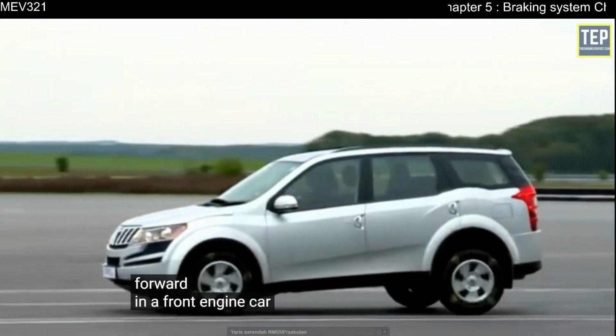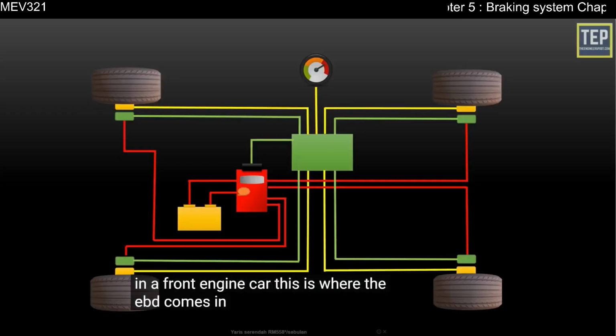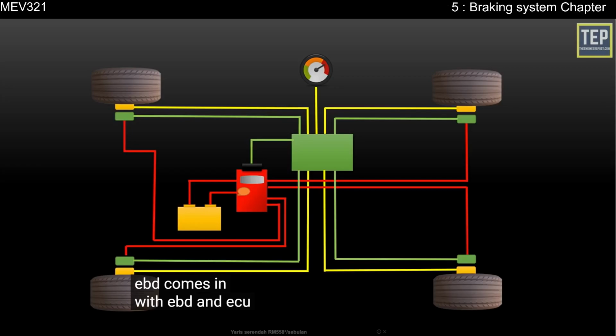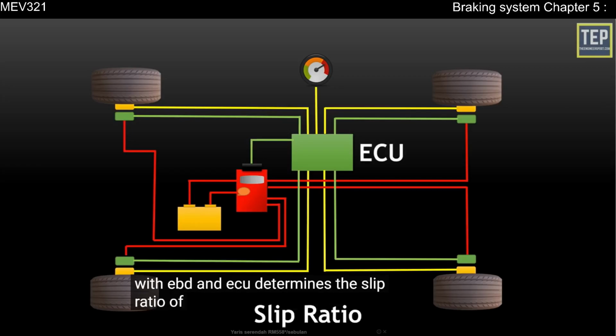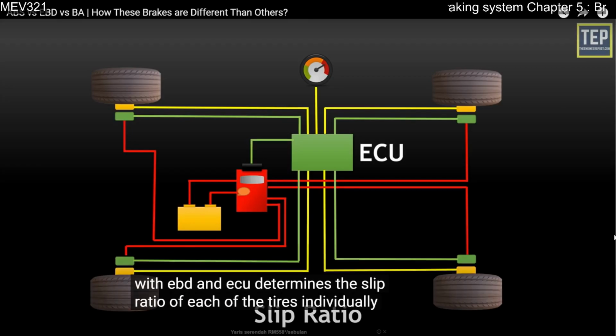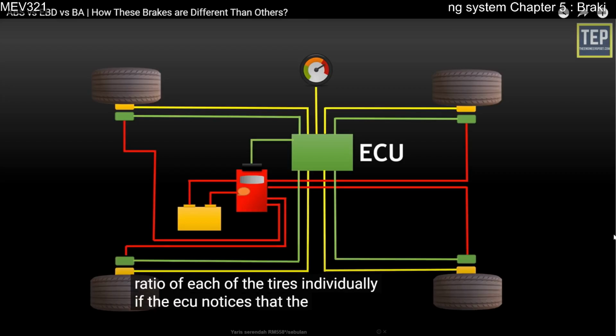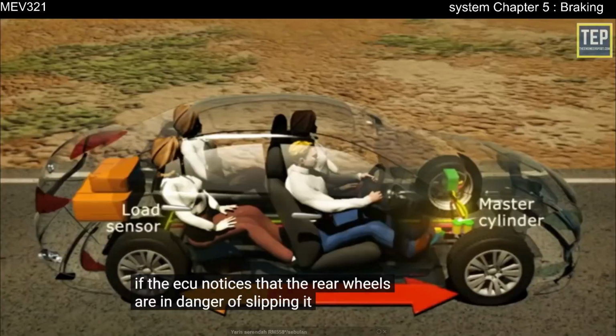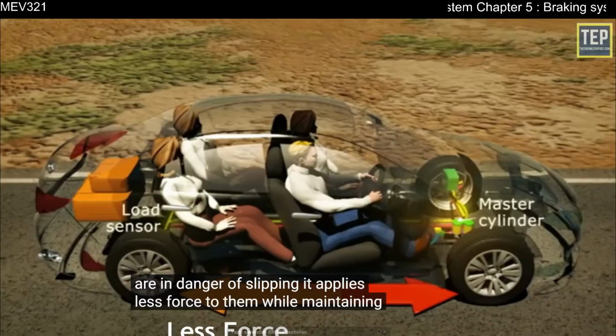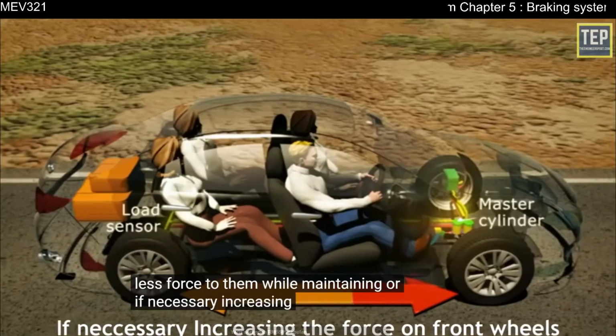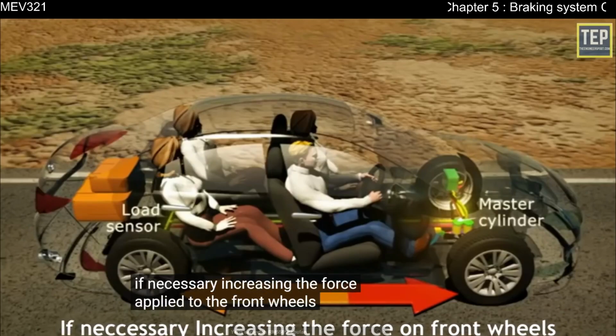In a front-engine car, this is where the EBD comes in. With EBD, the ECU determines the slip ratio of each of the tires individually. If the ECU notices that the rear wheels are in danger of slipping, it applies less force to them while maintaining, or, if necessary, increasing, the force applied to the front wheels.